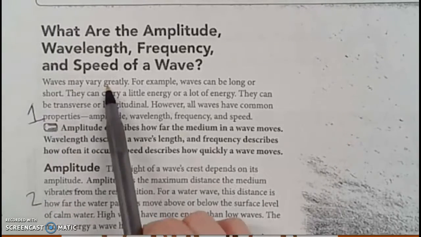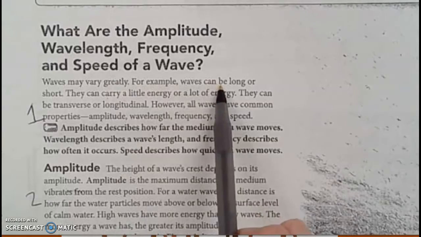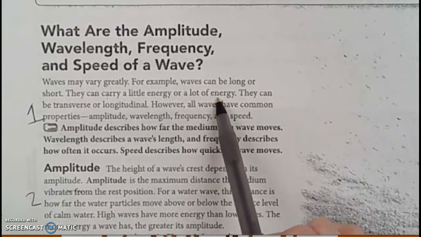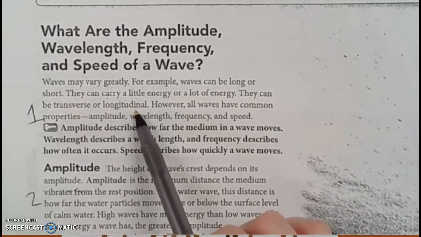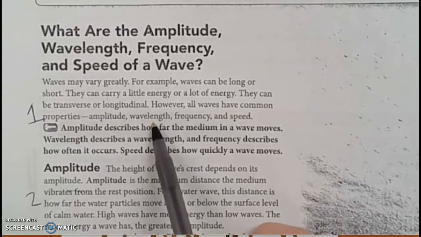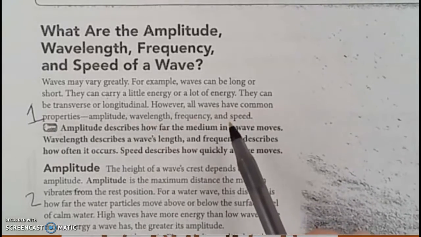Waves may vary greatly. For example, waves can be long or short. They can carry a little energy or a lot of energy. They can be transverse or longitudinal. However, all waves have common properties: amplitude, wavelength, frequency, and speed.